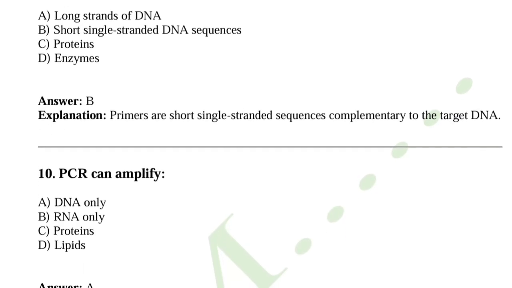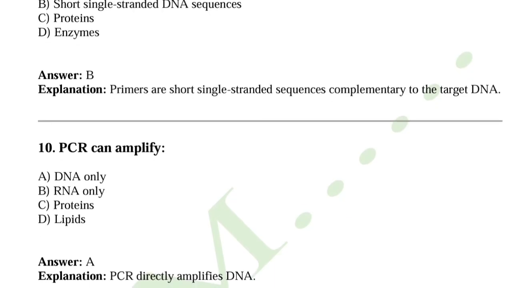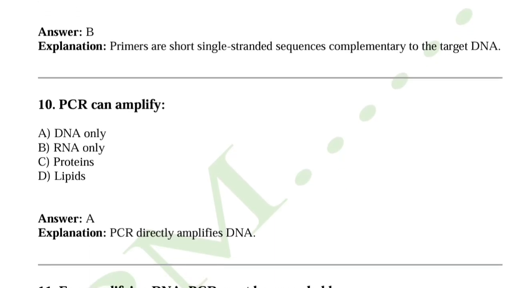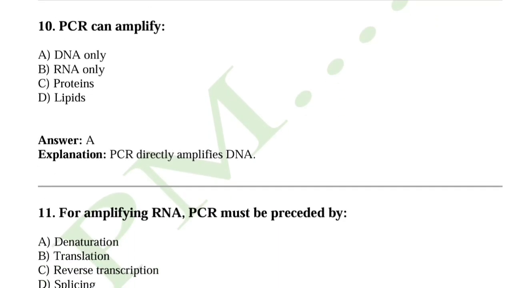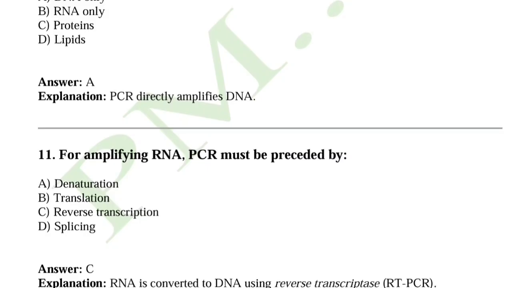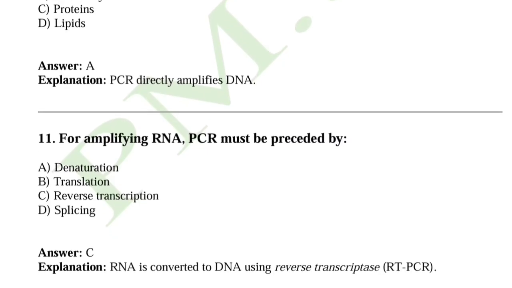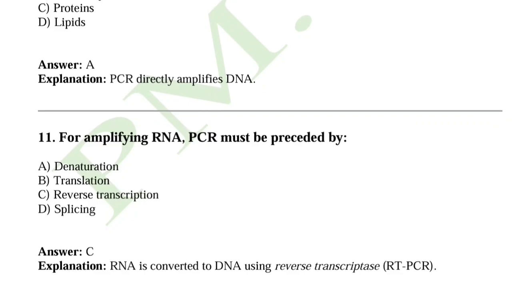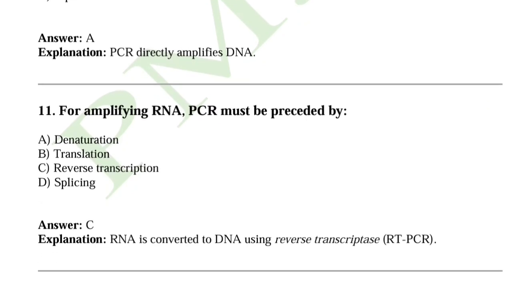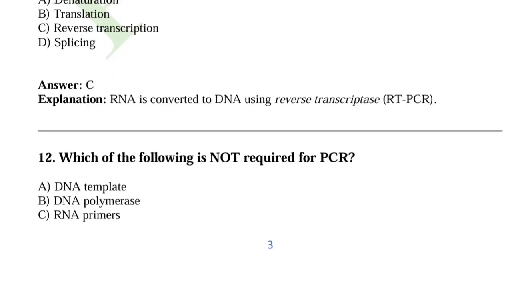Now come to question number 10, that is PCR can amplify. Okay, so PCR can amplify DNA directly. Question number 11. For amplifying RNA, PCR must be preceded by. So option C is correct, that is reverse transcription. RNA is converted to DNA using reverse transcriptase, that is RT-PCR.